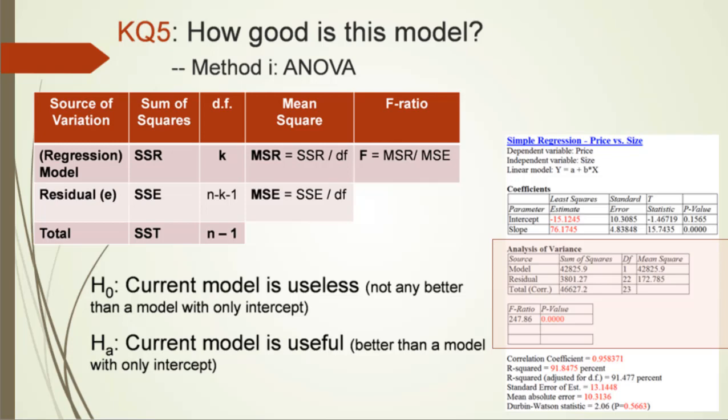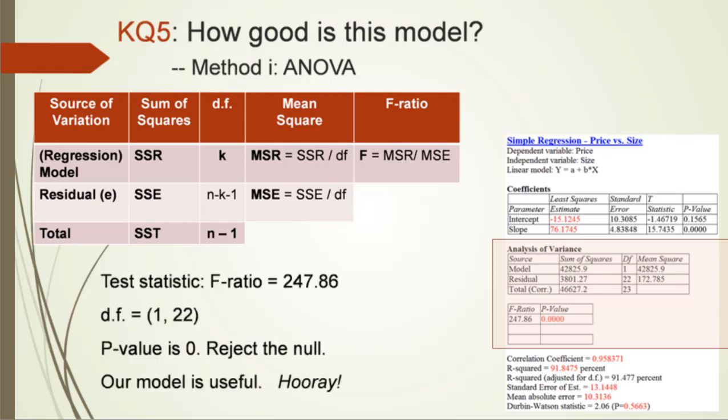Previously, the F-test for multiple mean comparison is to see whether all population means are the same. We don't have multiple populations here. How can this F-test be relevant for linear regression setting? The null for this F-test is actually the current model is useless. More specifically, this model with both intercept and slope coefficients is not any better than a model with only intercept. The alternative for this F-test is the current model is useful, meaning it's superior than a model with only intercept.